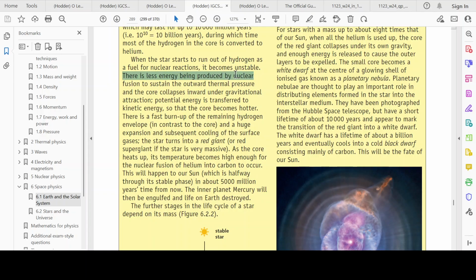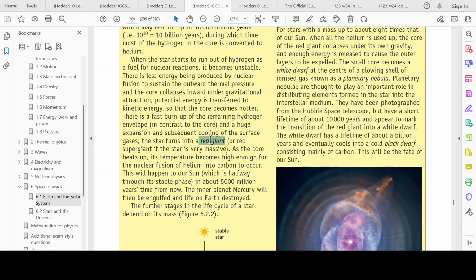There is less energy being produced by nuclear fusion to sustain the outward thermal pressure, and the core collapses inward under gravity. So the balance between the expansion and the gravity is no longer there, and gravity takes over. Potential energy is transferred to kinetic energy so that the core becomes even hotter. There is a fast burn up of the remaining hydrogen envelope, in contrast to the core. So the hydrogen on the outside is being utilized faster than in the core, and a huge expansion and subsequent cooling of the surface gases occurs. So it expands and then it cools.